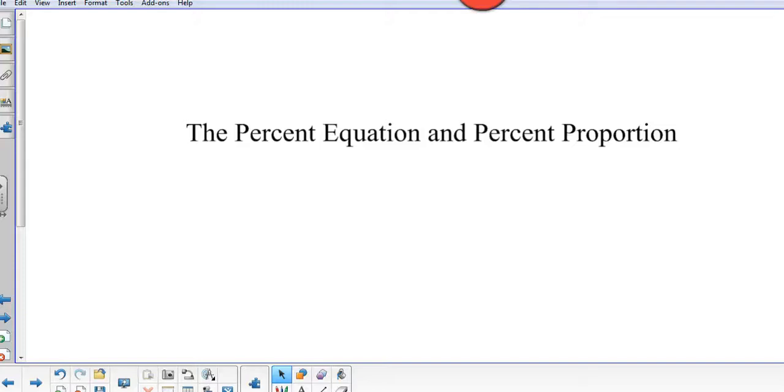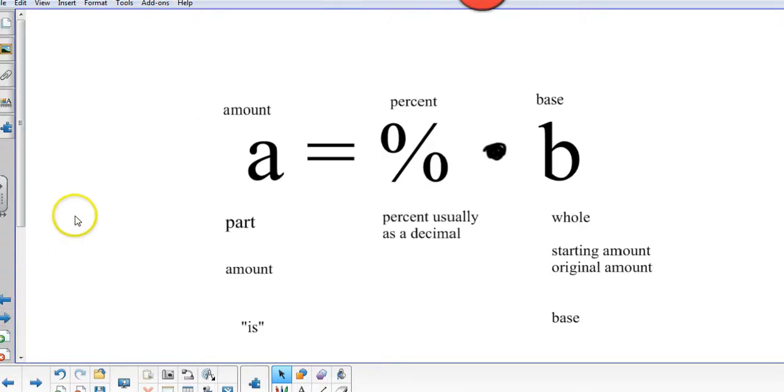Okay, hello. So we're talking about the percent equation and percent proportion today, in trying to solve or understand using percent to find some new information. So the percent equation itself is this formula, A equals percent times base, right? And understanding what those pieces are turns this into some pretty easy solving once we plug in for the right spot. The actual equation solving here is going to be very easy.